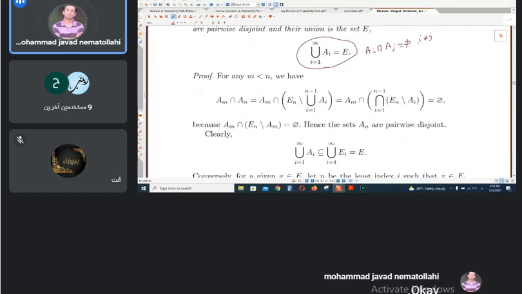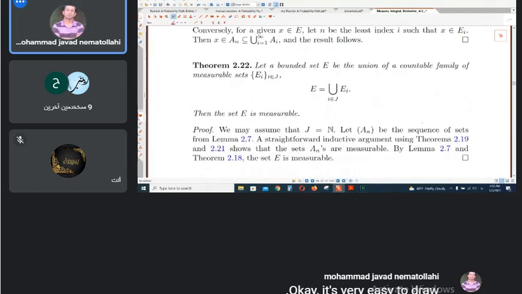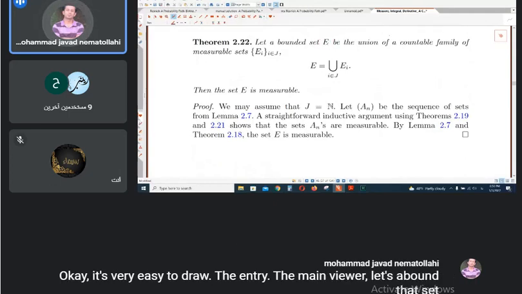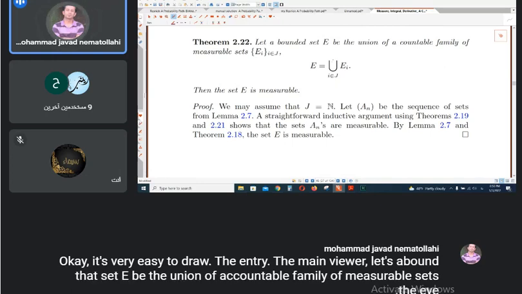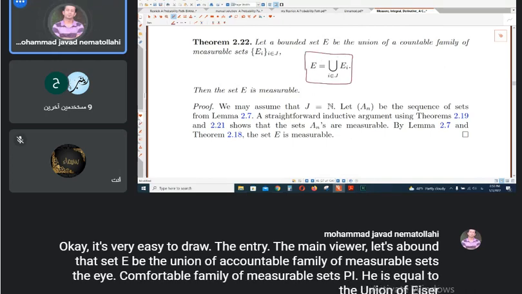Okay, it's very easy to prove. It's elementary. The main theorem: let a bounded set E be the union of a countable family of measurable sets E_i, that is, E equals the union of E_i where i belongs to J. Then the set E is measurable.